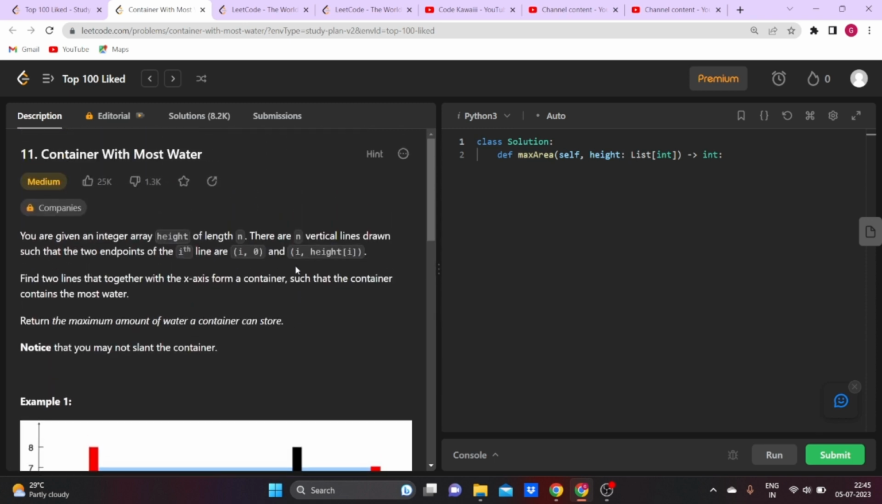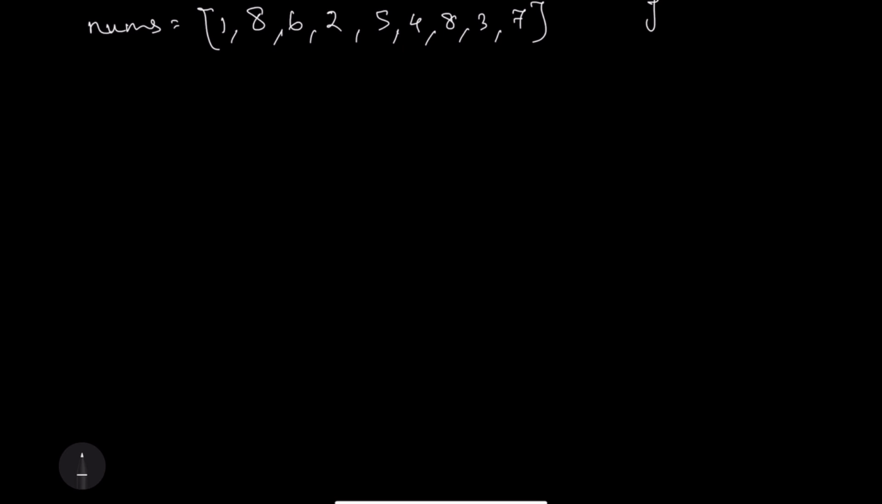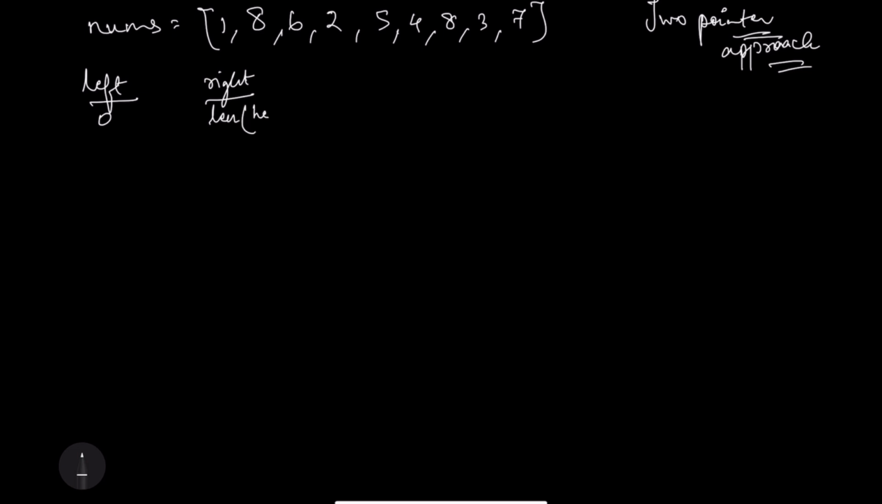Now let's head over to our drawing explanation to understand this problem more and then code it. To solve this problem, we will use the two-pointer approach. We will take two pointers, a left pointer and a right pointer, and then we will try to find the maximum area. So how can we do that? Our left will begin at 0, our right will begin at length of height minus 1.